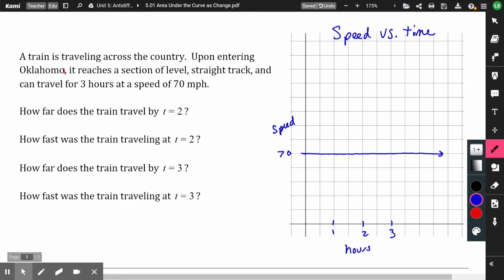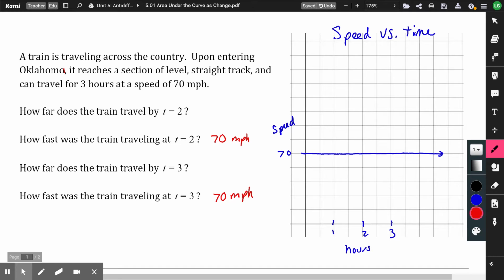So again, we want to try to answer some of the same questions. Now, the questions revolving around how fast the train was traveling is still very easily answered because we know it's going to be a constant 70 miles per hour. But the question to be able to answer is how far has the train traveled?